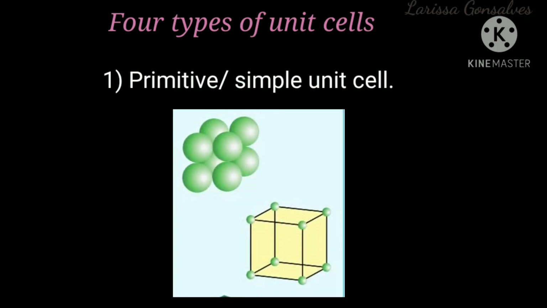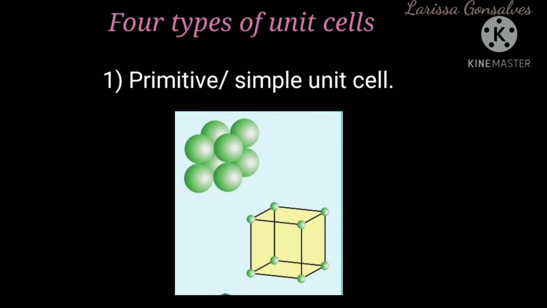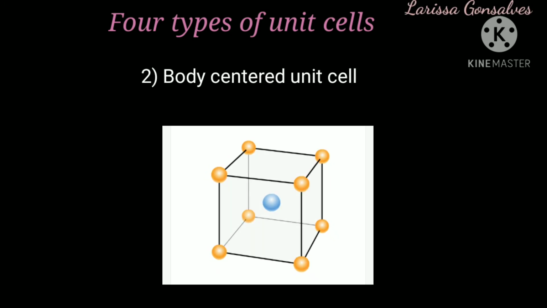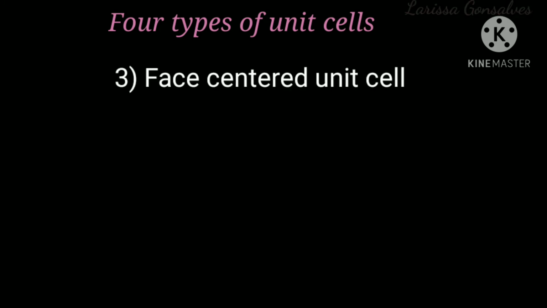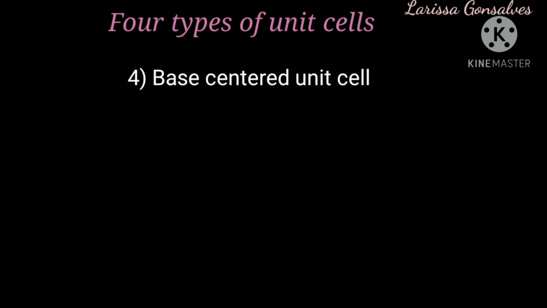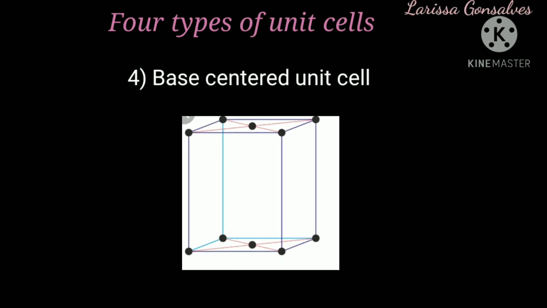First is the simple or primitive unit cell. In this unit cell, the constituent particles are present only at the corners. In body-centered unit cell, constituent particles are present at the corners and one constituent particle is present in the center of the unit cell. In face-centered unit cell, particles are present at the corners and one particle is present at the center of each of the faces. In base-centered unit cell, there are constituent particles present at the corners. Apart from this, there are two constituent particles present on the opposite faces.